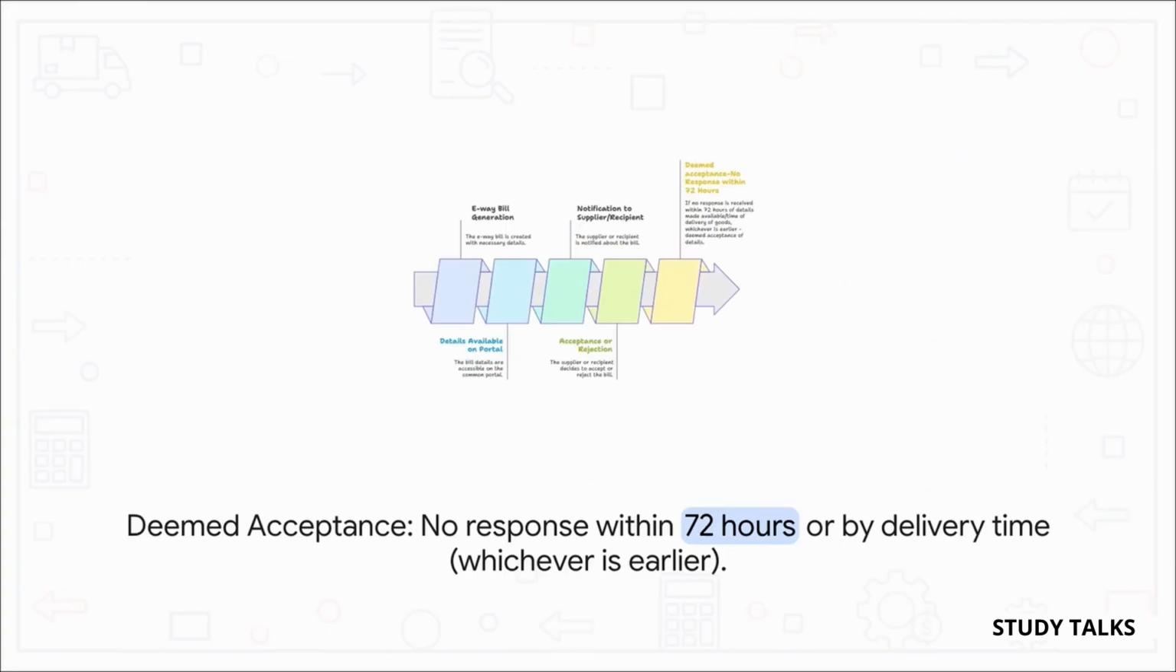So first up, what happens after an e-way bill is generated? Well, the person receiving the goods gets a notification. Now they have a choice. They can either accept it or reject it. But they can't just leave it hanging forever. The rule is crystal clear. They have 72 hours or the time of delivery, whichever comes earlier, to respond. If they do nothing, the system just assumes it's accepted. That whichever is earlier part, that's exactly the kind of tiny detail ICAI loves to test.